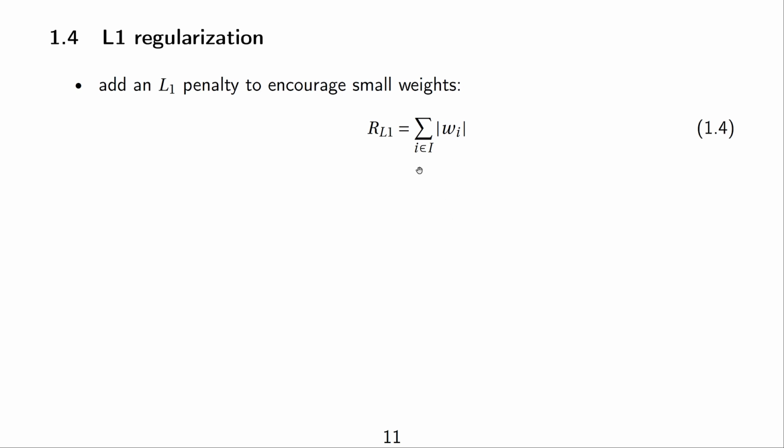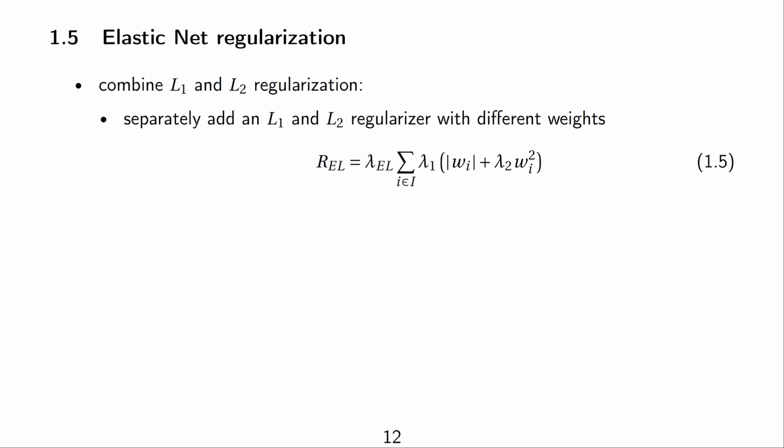L1 regularization then is where you're summing up over all the weight parameters you want to regularize, and you take their absolute value. So again, if you think of all the parameters arranged in a vector, that would be the 1-norm of the vector. The elastic net regularization is a combination of L1 and L2 regularization.